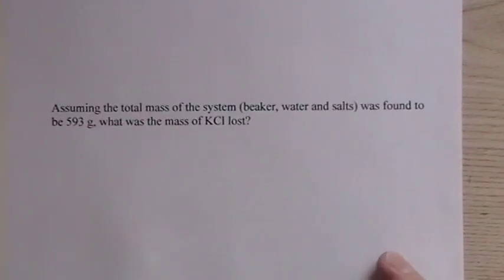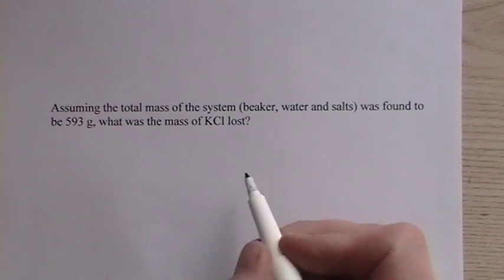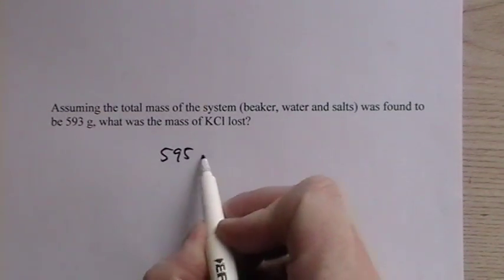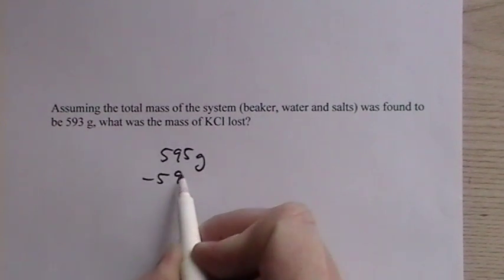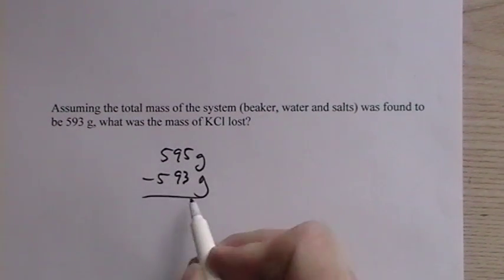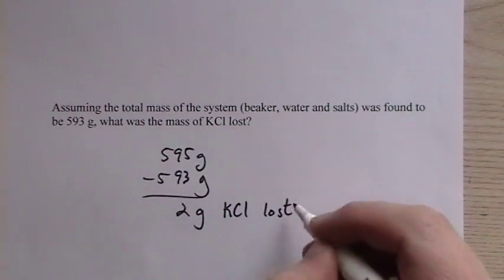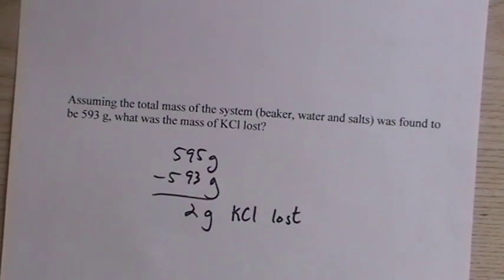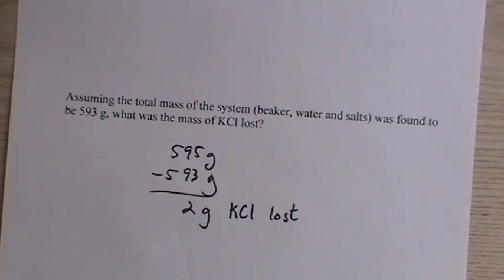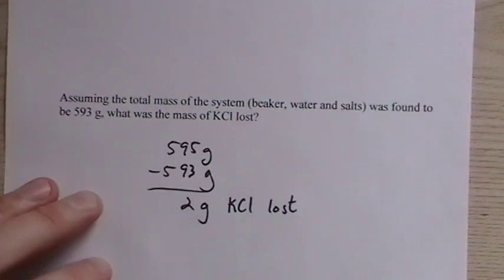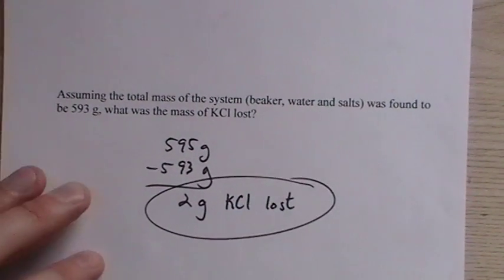So let's say, assuming the total mass of the system was found to be 593, what was the mass of the KCl lost? So 595 grams minus 593 gives us 2 grams of KCl lost. And there's no question about that. As long as everything else was weighed out perfectly, and he knows that he started out with 5 grams of KCl that he was making his way towards the beaker with before he lost it, then the amount that went on the floor must be 2 grams.